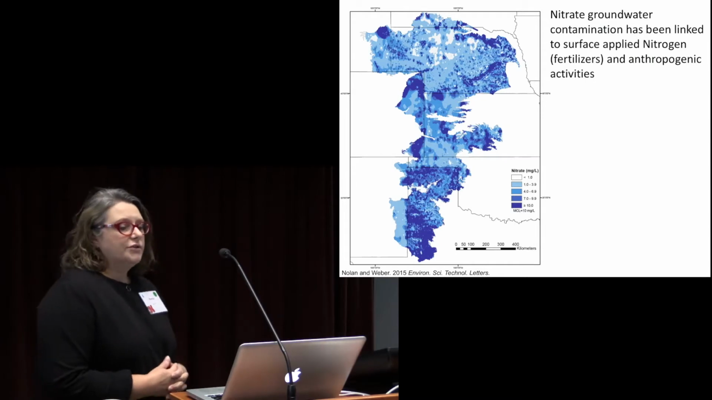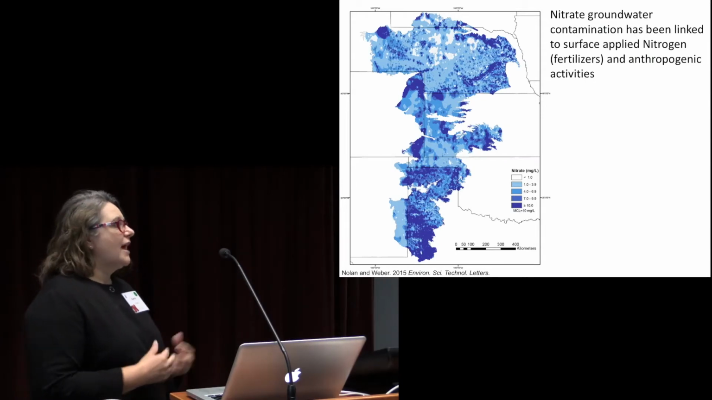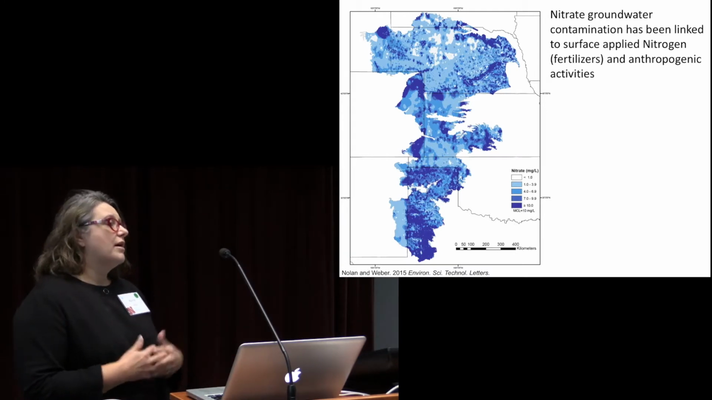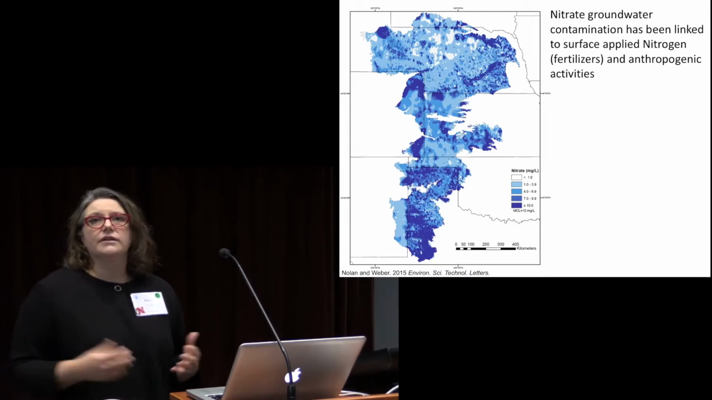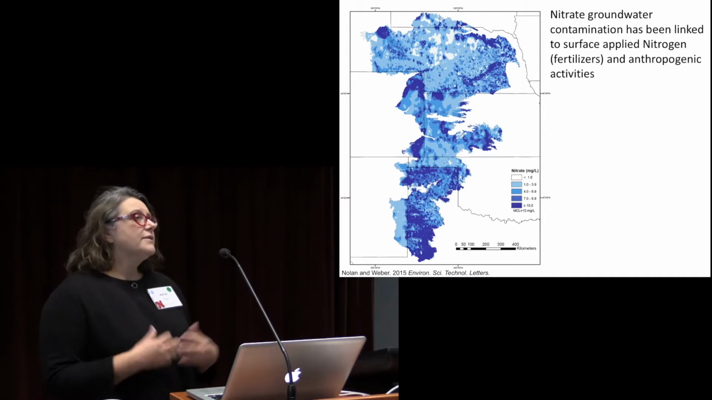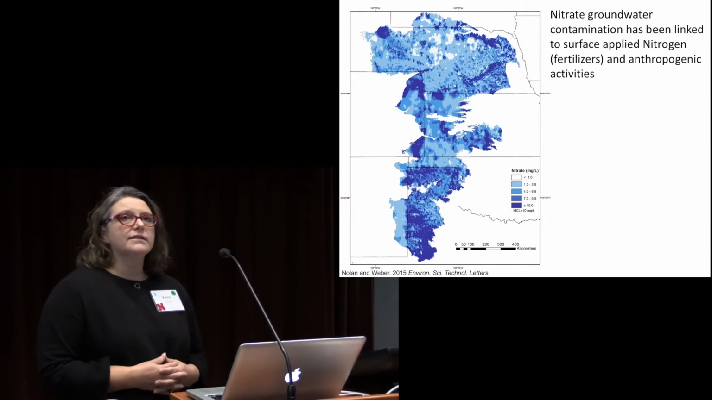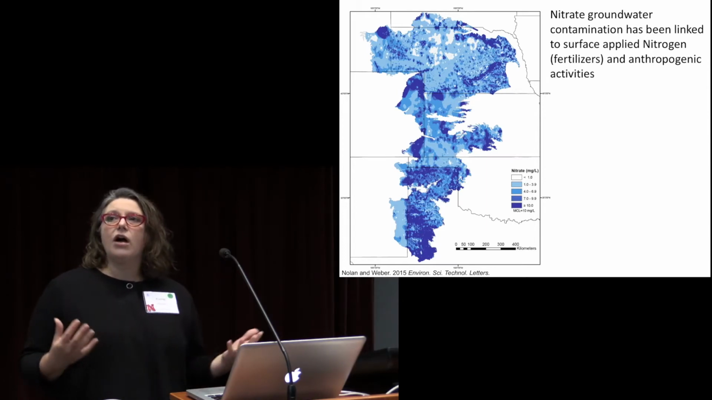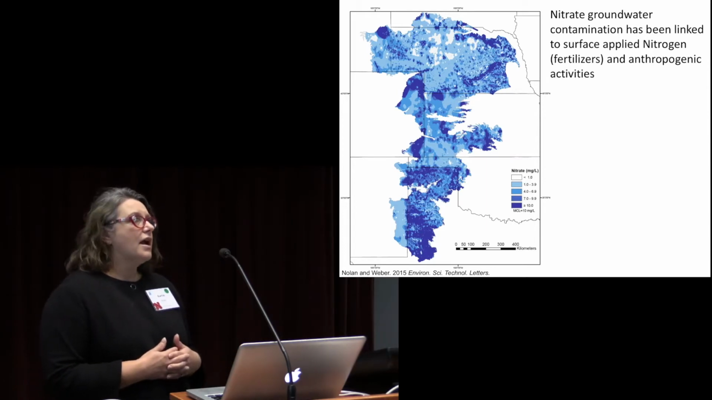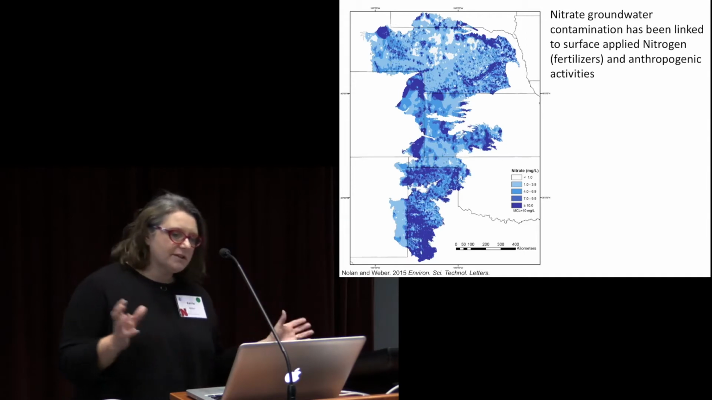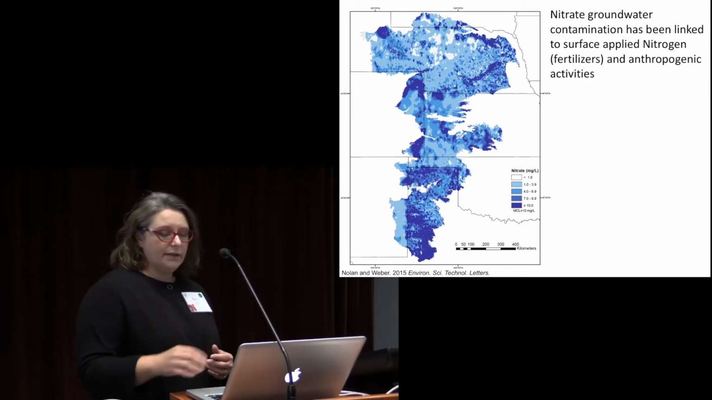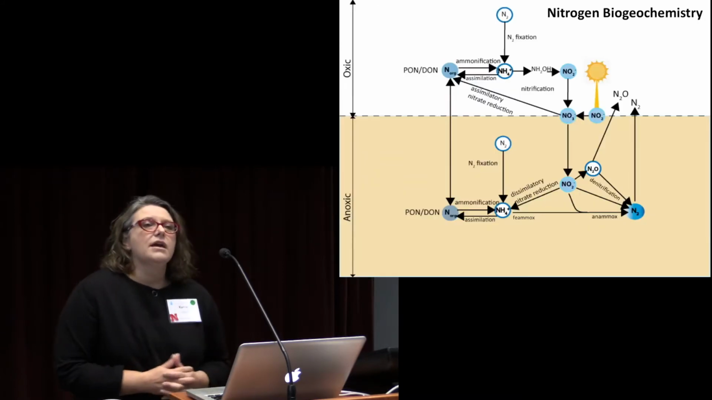So we know that nitrate groundwater contamination has been linked to anthropogenic activity, especially that from nitrogen applied to the surface. This occurs through processes which lead to nitrate leaching down to these shallow water tables, very common here within the state of Nebraska. This is not just restricted to Nebraska; we look at the High Plains Aquifer, and this occurs throughout the High Plains Aquifer as well.